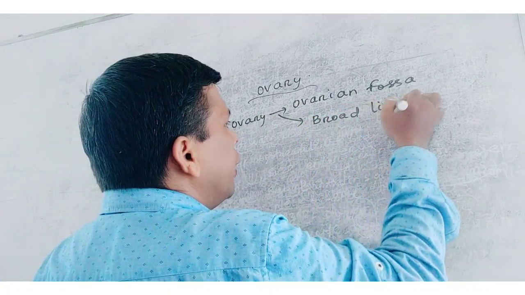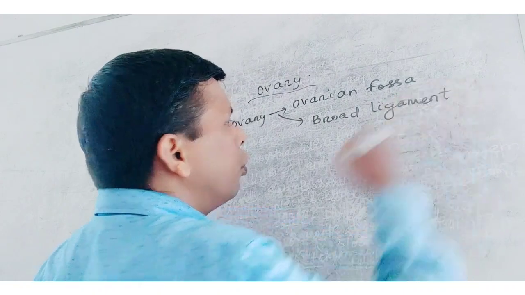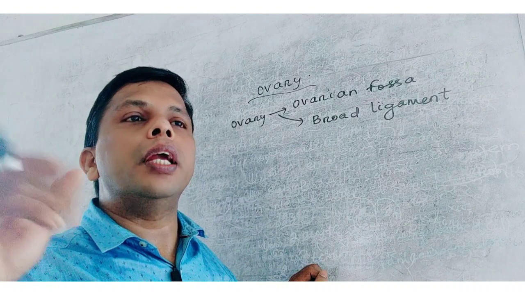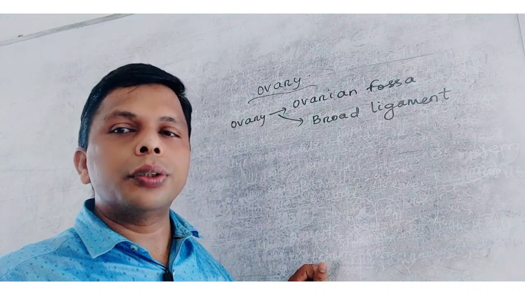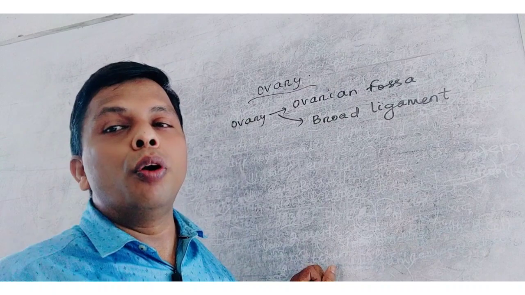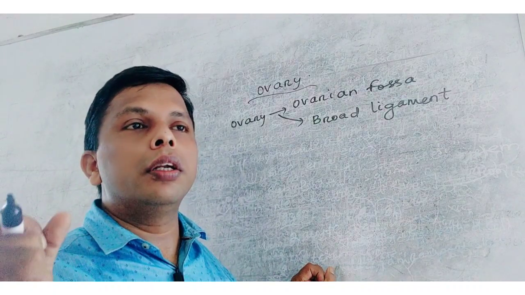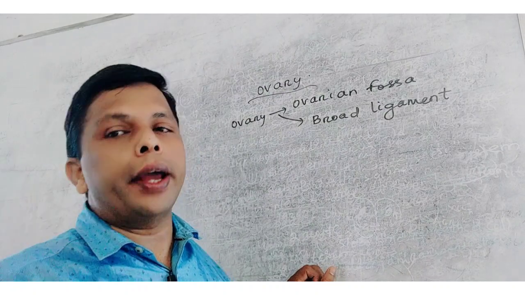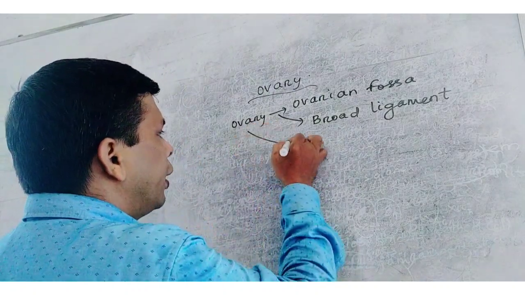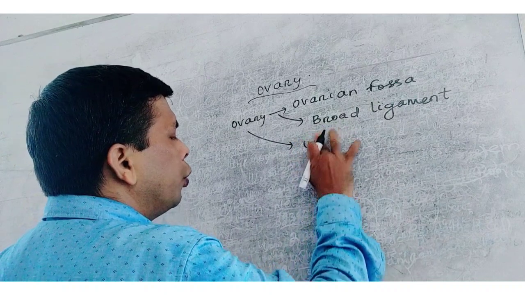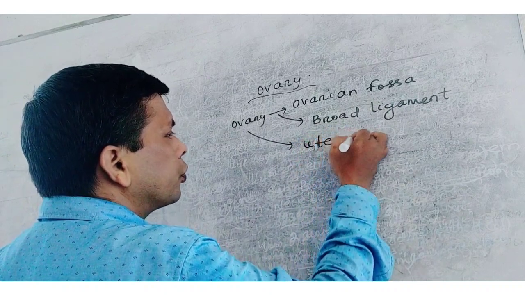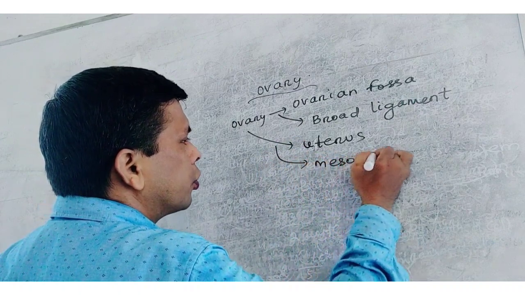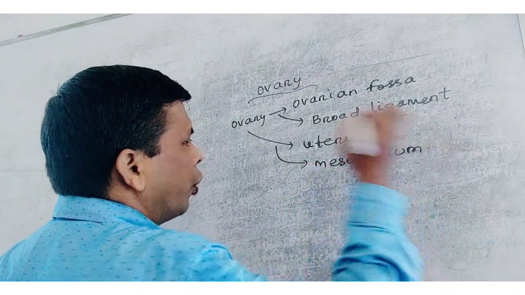The ovaries are also attached to the uterus by the ovarian ligament, or these are otherwise called mesovarium. The ovary is attached to the uterus by mesovarium. These are the connections.